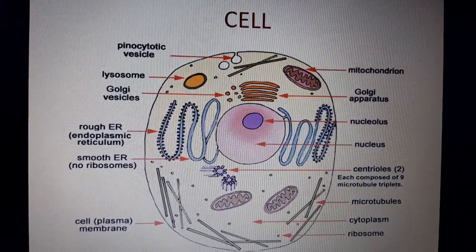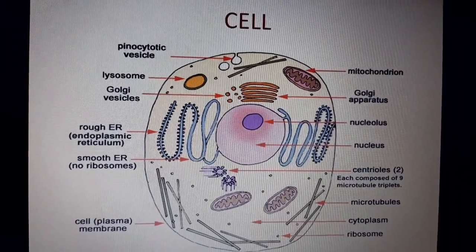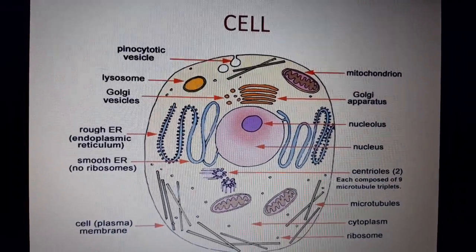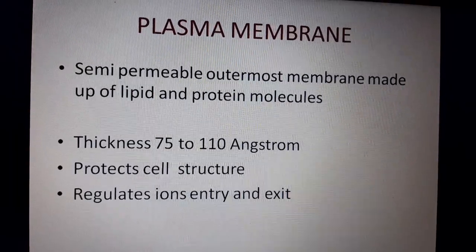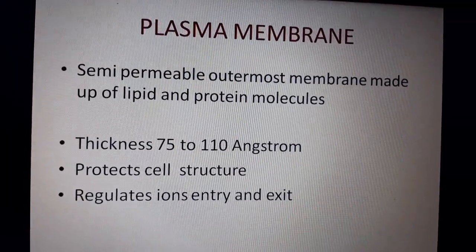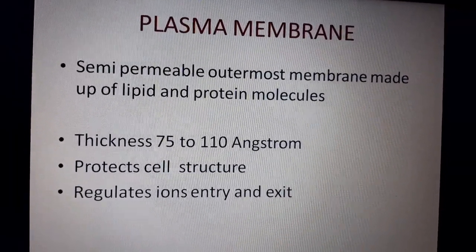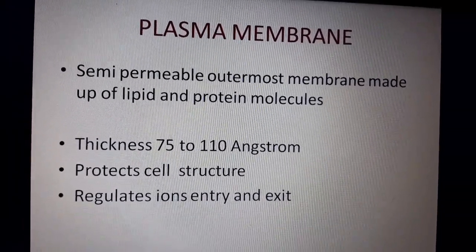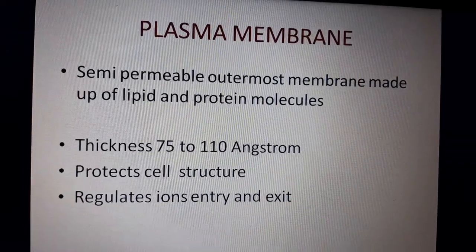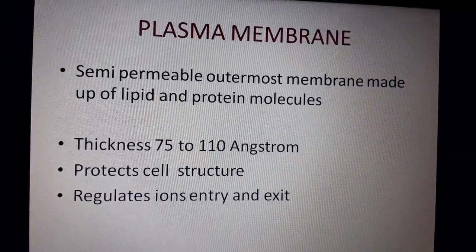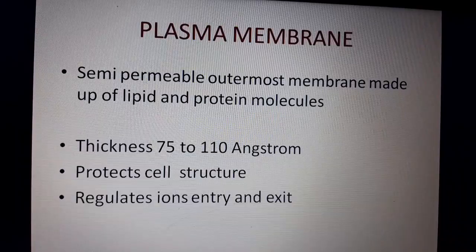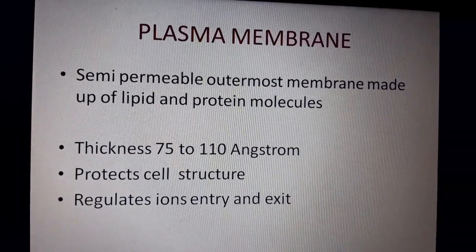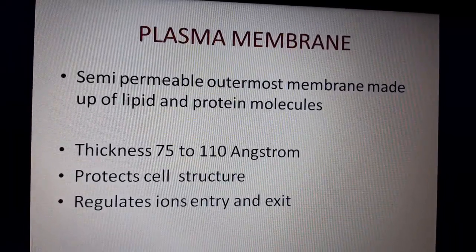Inside the cell or the plasma membrane lies the entire fluid which is filled with the various parts. Plasma membrane is the semi-permeable outermost membrane which is made up of carbohydrate, lipid, and protein molecules. Its thickness is about 75 to 110 angstrom. Its main function is to protect the structure of the cell. It also regulates the entry and the exit of various ions like Cl-, Na+, H+, OH-, and many others.